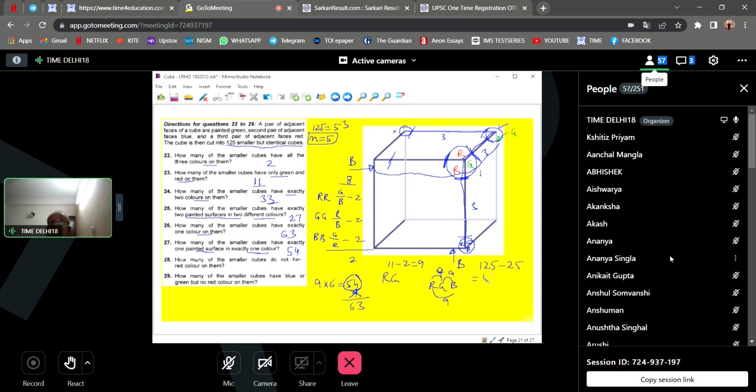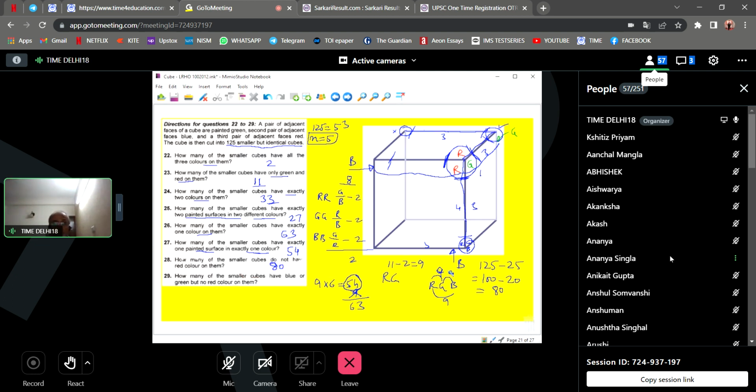Now, I've removed the top layer. How much height is left? The top layer, the top row is removed, so 4 are left. How many such are there? 5. This one in front has red. How many pieces? 20 pieces. Minus 20, so how many pieces? I'm left with 80. These 80 pieces do not have red color on them. So the answer for question number 28 is 80.